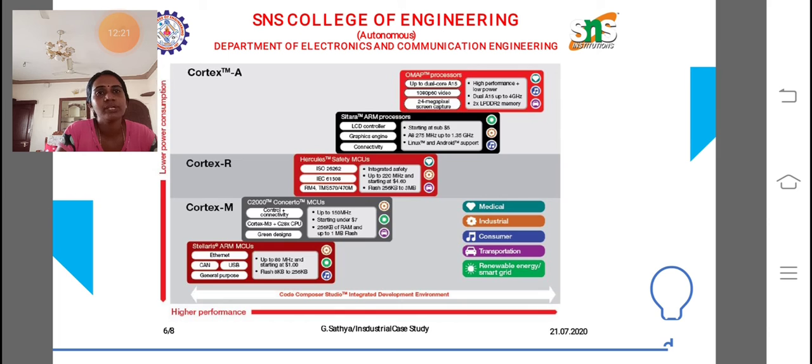Then in this Cortex M series, we have a number of processors, that is M55 and M35, that is M1 up to M55, based on the user requirement. So these M series are implemented in different applications.